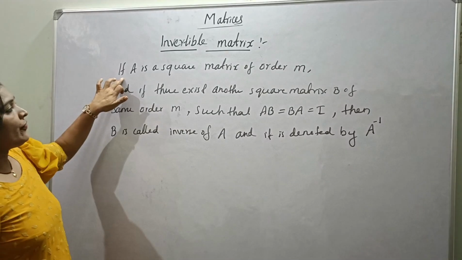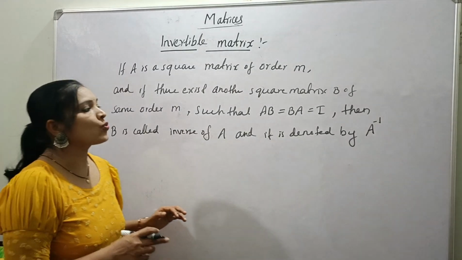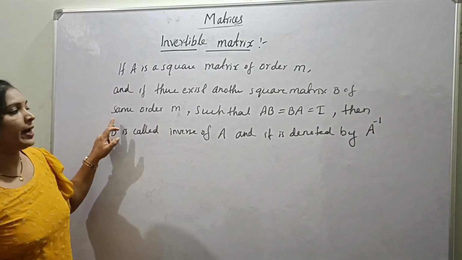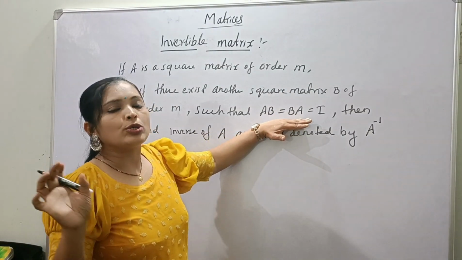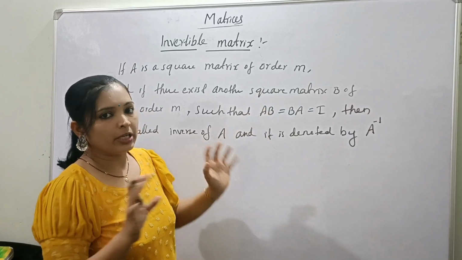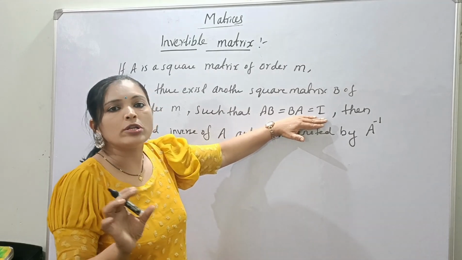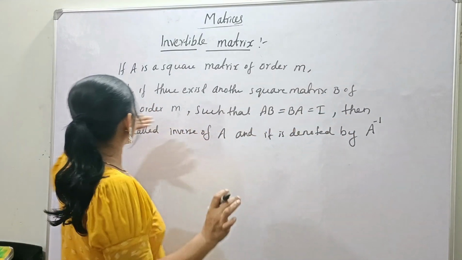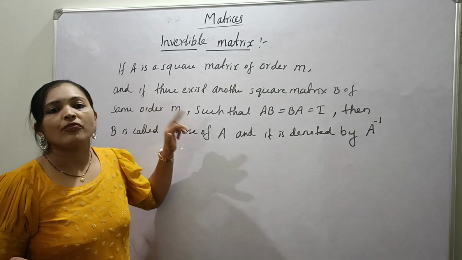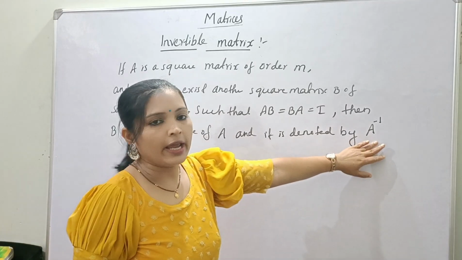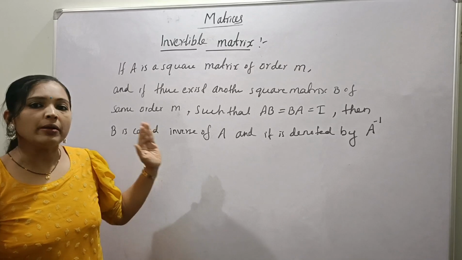It is the definition. If A is a square matrix of order m, and if there exists another square matrix B of the same order m, such that, see, it is the condition, okay? AB is equal to BA is equal to I, okay? A into B, multiplication of A and B is equal to B into A. That should be equal to an identity matrix. Then we can say B is the inverse of A, and it is denoted by A inverse, okay? And in this case, A is said to be an invertible matrix.